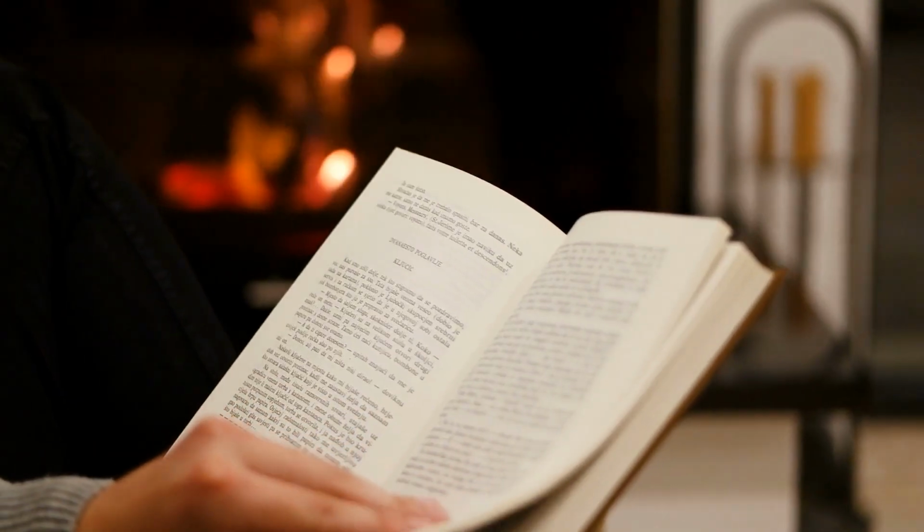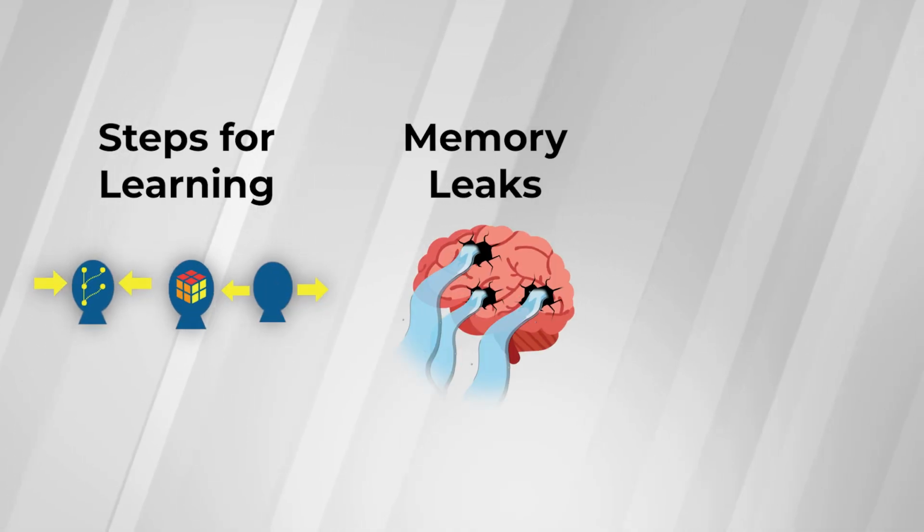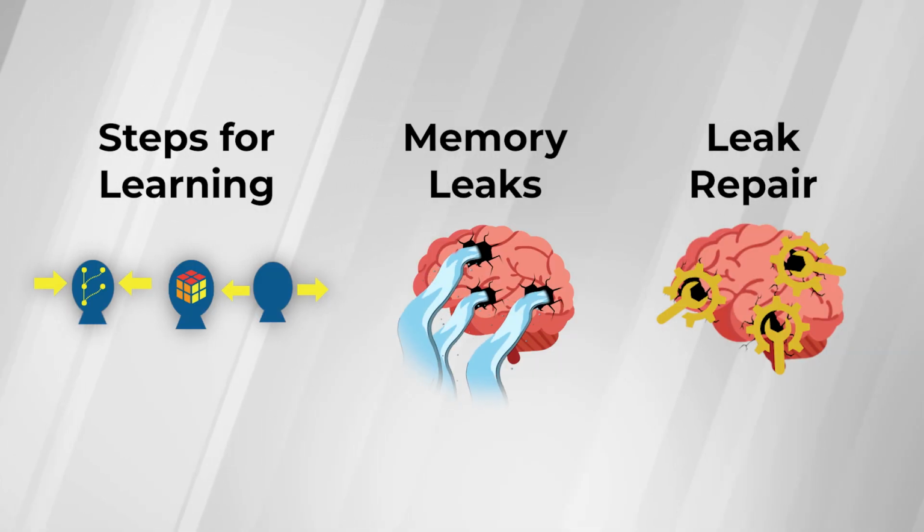We'll break it down into 3 parts. The 3-step process your brain uses to learn anything, why your reading leaks out in 3 ways, and how to patch those leaks using proven learning techniques.